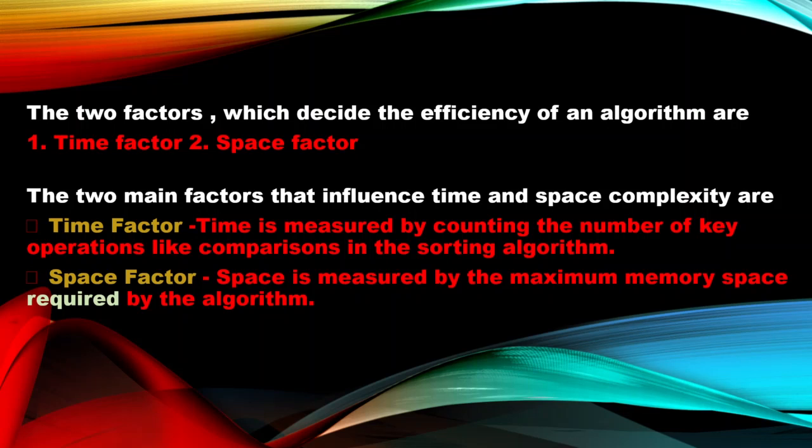Second one is space factor. We all know that memory space is very essential. We cannot use a lot of space for a single program or a single algorithm. So the maximum space required by the algorithm is also a very important factor in finding the efficiency of an algorithm. So these are the two important factors that determine the efficiency of an algorithm: time factor and space factor.